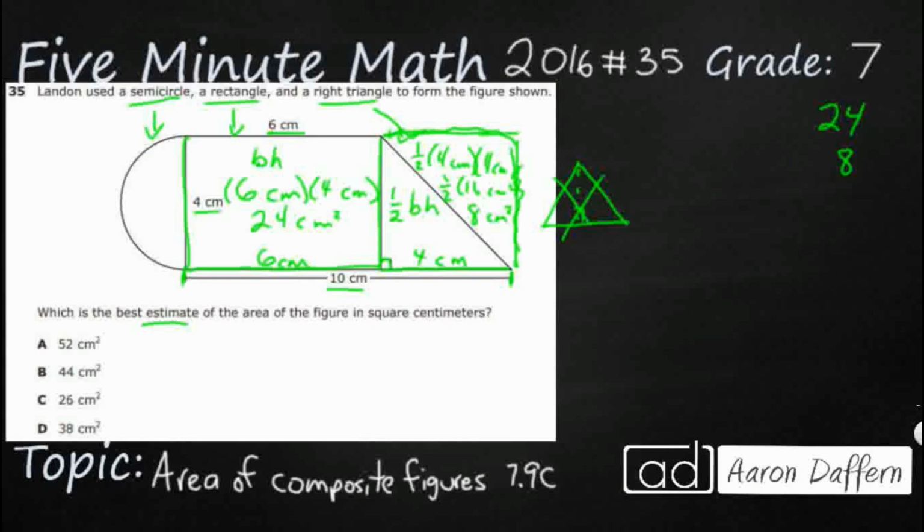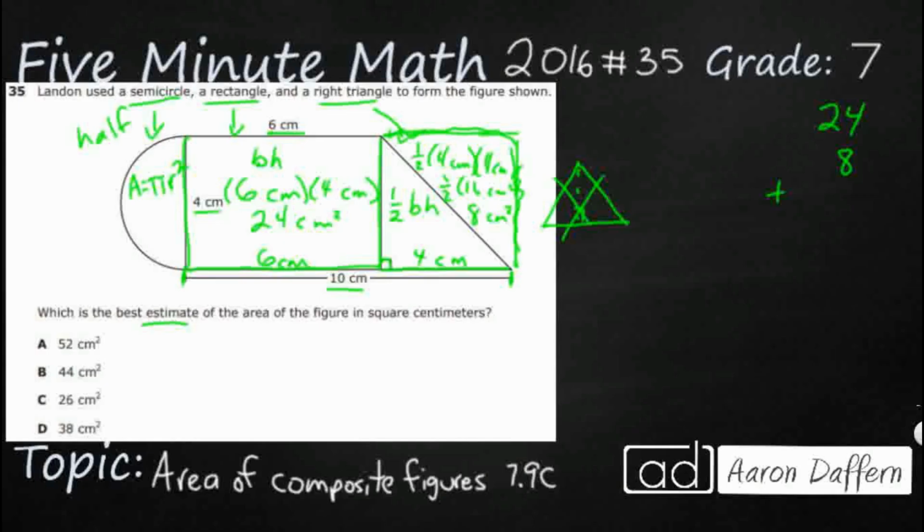Easy so far. Here's where it gets slightly difficult. There is no formula for a semicircle. But what we do know is that the area of a circle equals pi r squared. Now, the semi means half. And you can see it visually, it's half of a circle.